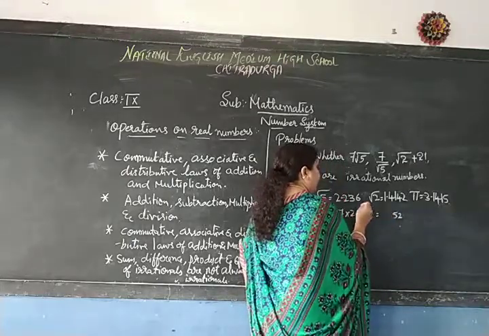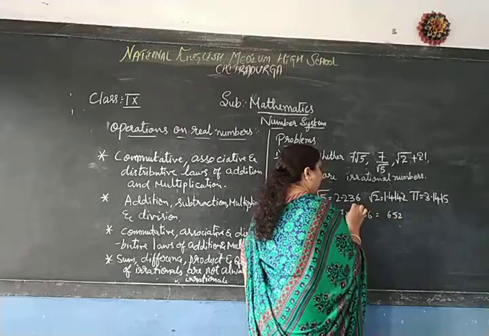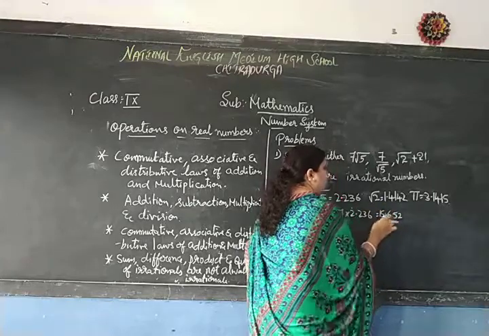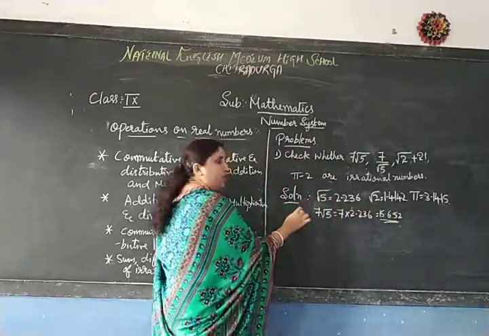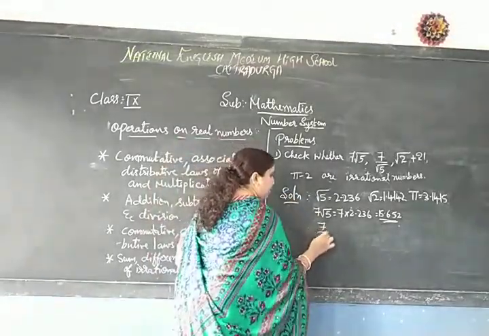Plus 2 is 16. 7 2s are 14 plus 1 is 15. 15.652 is the value of 7 root 5. Now find the value of 7 by root 5.